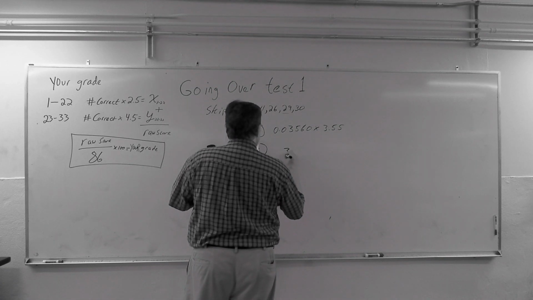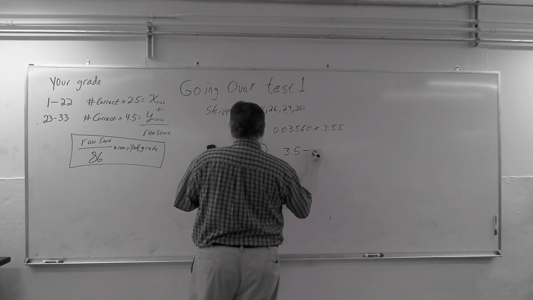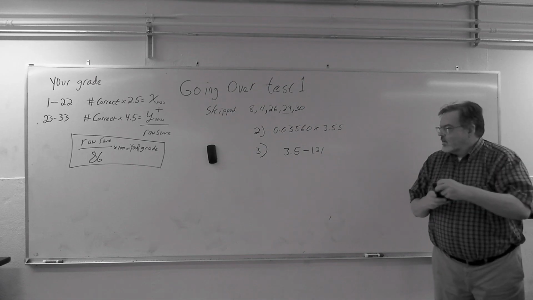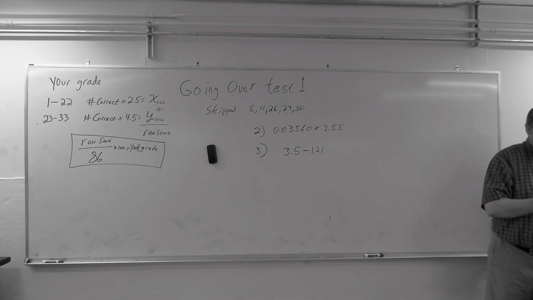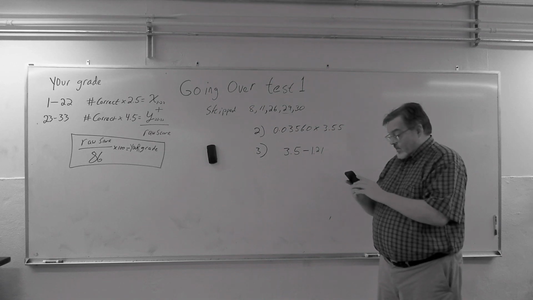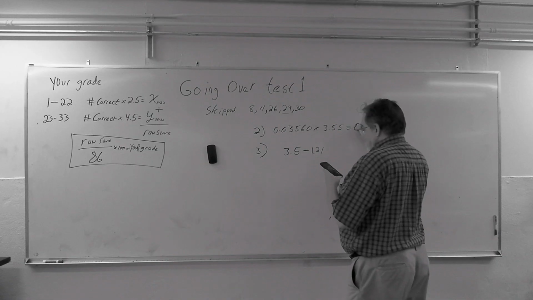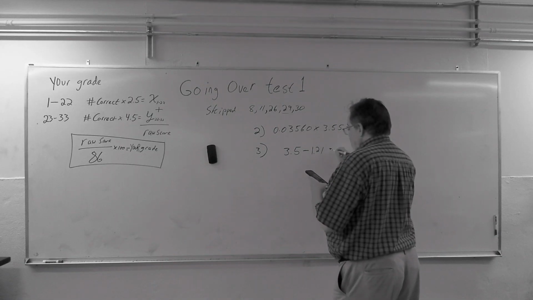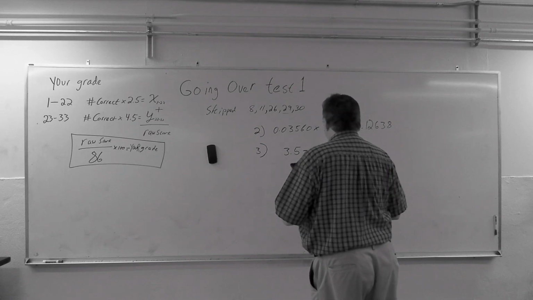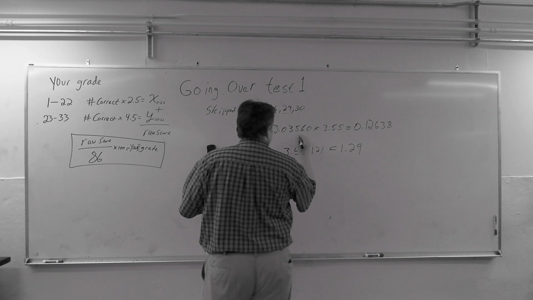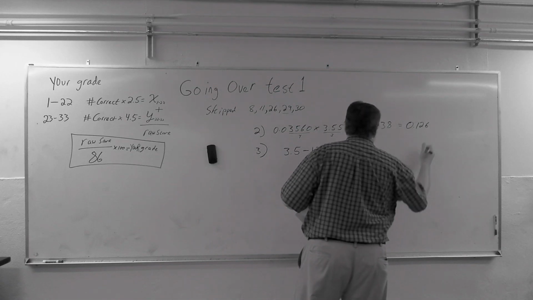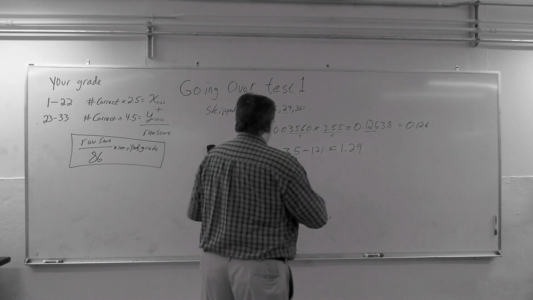Three. .0356 times 3.55. That's what my calculator says. This is 4 significant figures, that's 3. So this needs to be 3. So the answer there is B.